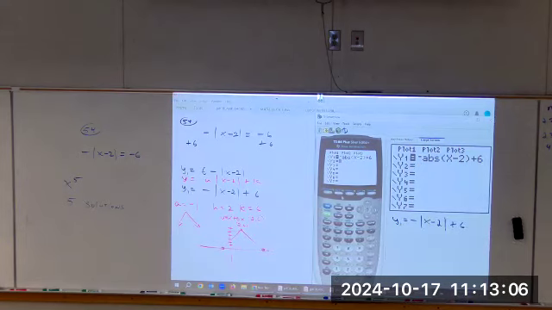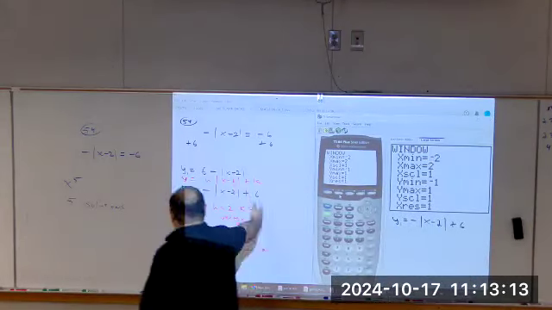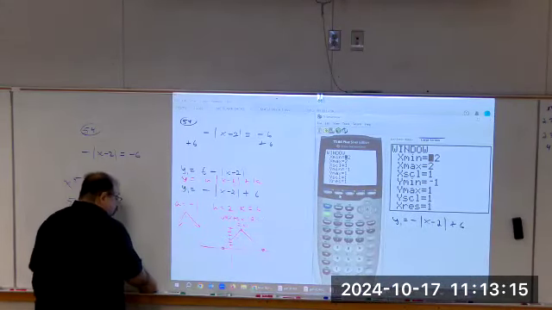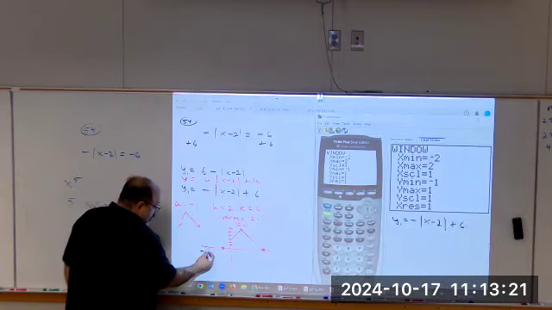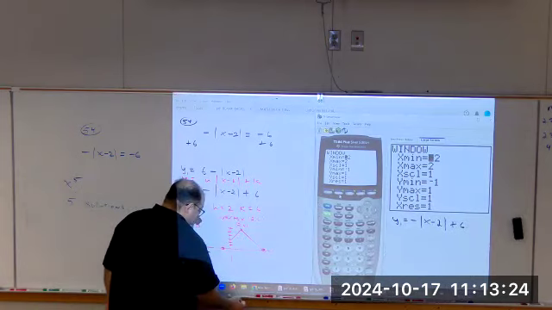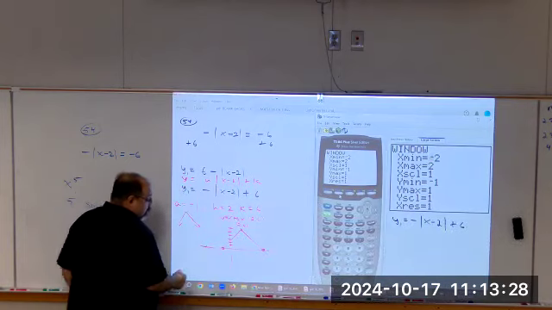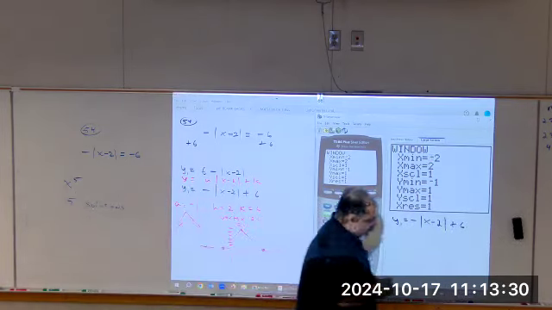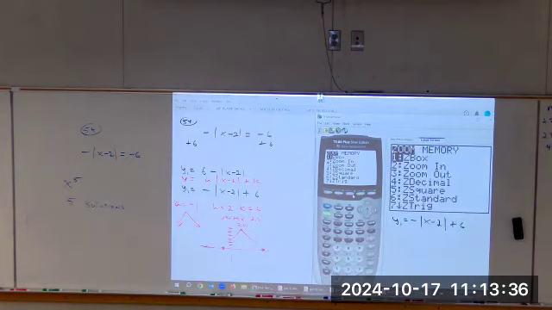Now I'm going to set up a window. I know where this stuff is going to be, so I should probably set up a window. Maybe it goes from, let's just say, negative 5 over here. Well, you know what? I'm just going to do ZoomStat. That's where everything usually starts. So zoom, that way I'm not guessing.